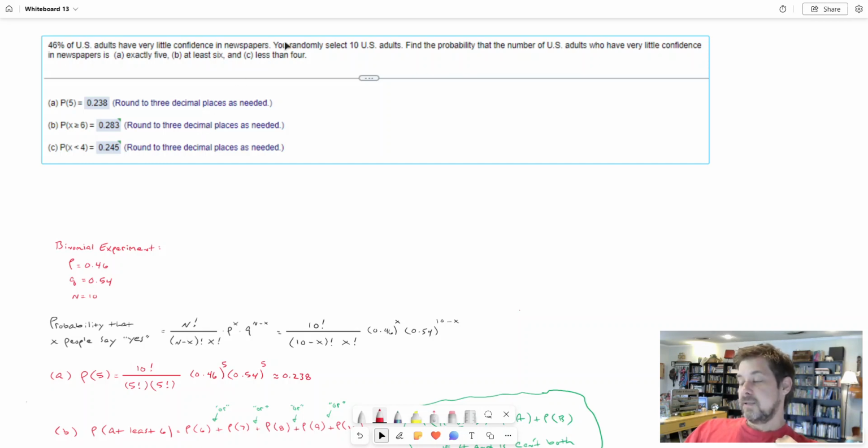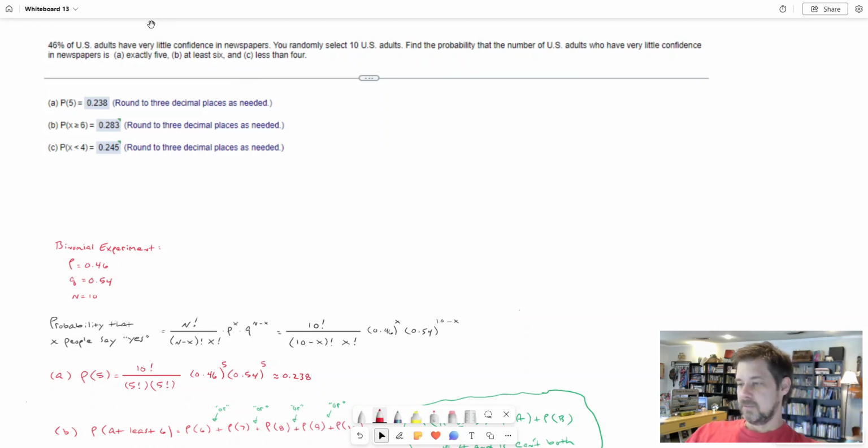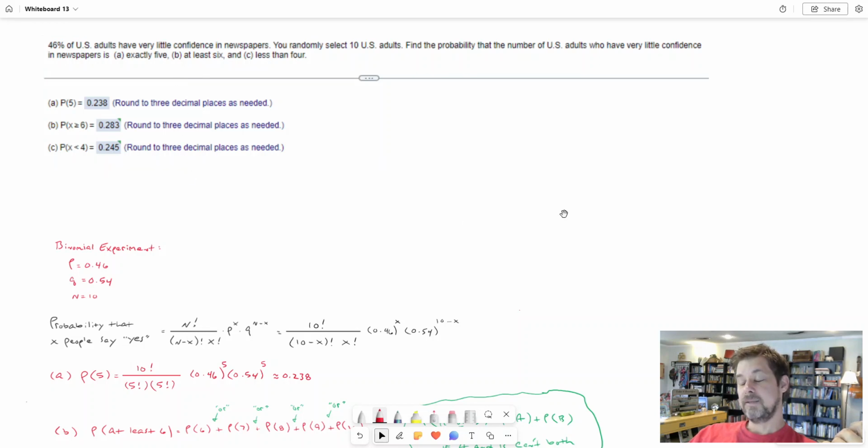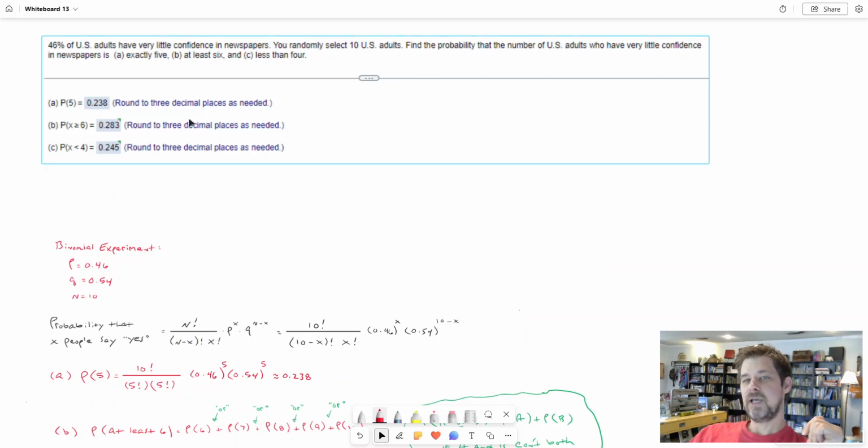So we're going to select 10 people at random and ask them how they feel, and they're going to say yes or no, according to this question about confidence in newspapers. When we ask 10 people, any assortment of yeses and nos could show up. Maybe they're all yes, maybe they're all no, maybe some mixture. Here's what we want. Part A says, what's the probability that exactly 5 people out of the 10 say they have very little confidence in newspapers?